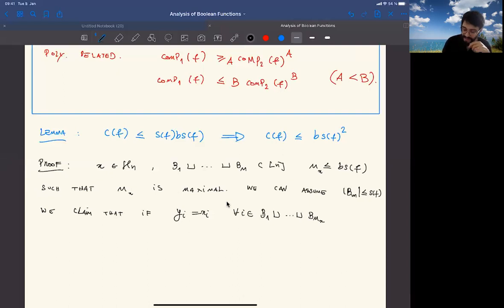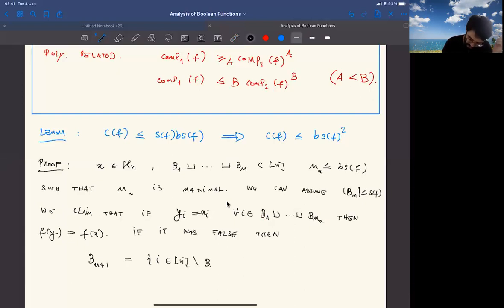So if I write that set here as a possible certificate, then f of y is indeed a certificate, okay? Suppose it's not a certificate. If it was false, then you define b_{m+1} as the i's in n minus all these blocks, so outside, such that y_i is different than x_i.